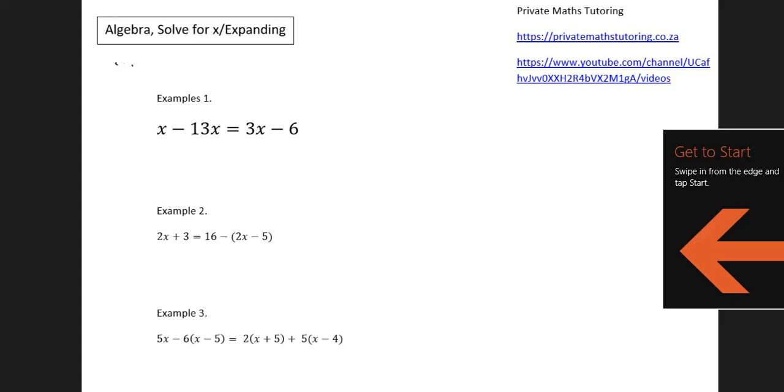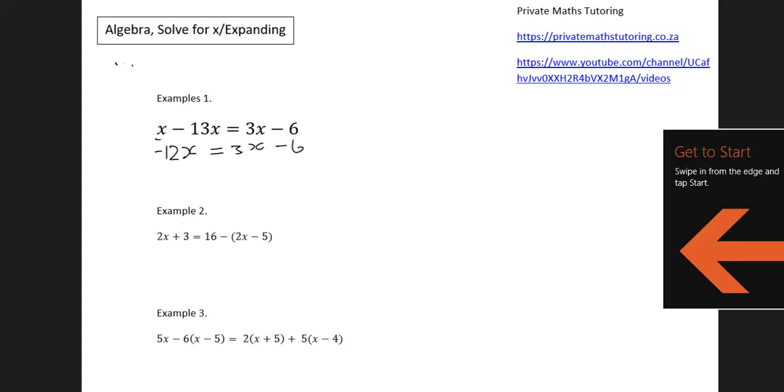Okay, so here we're looking at algebra, we're solving for x or expanding. So we have our first example here where we have x minus 13x is equal to 3x minus 6. So what we can do here, we need to group the like terms. So obviously if you're looking at x minus 13x, that can be minus 12x is equal to 3x minus 6.